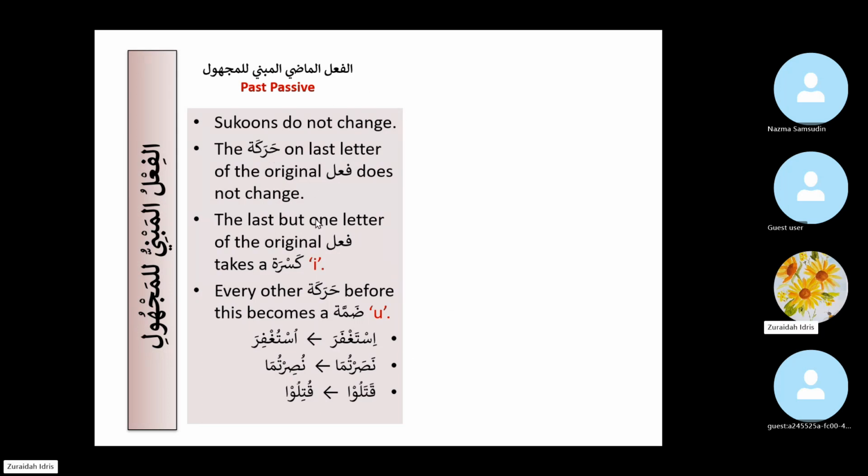Generally, once you recognize that, then you know where to put your kasrah. When you know where your last letter is, then you know which is your second last letter, and that second last letter you put a kasrah. Everything else, except for the sukun, you give a dhamma. So that's how it becomes majhul. Are you following, Sister Nazma, so far?